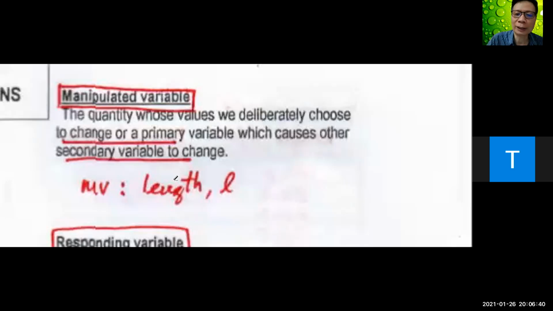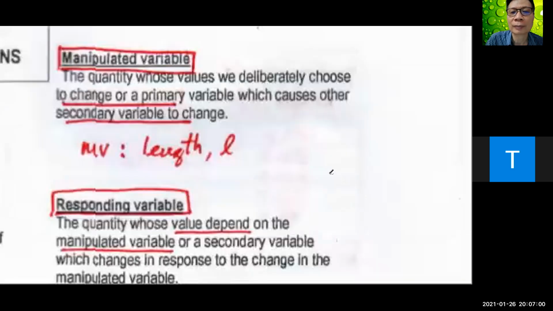10 cm, 20 cm, 30 cm, 40 cm, you control the length. That's why you say the manipulated variable, MV, is length. So remember, manipulated is something you control in this experiment. Okay, what about the responding variable, RV?